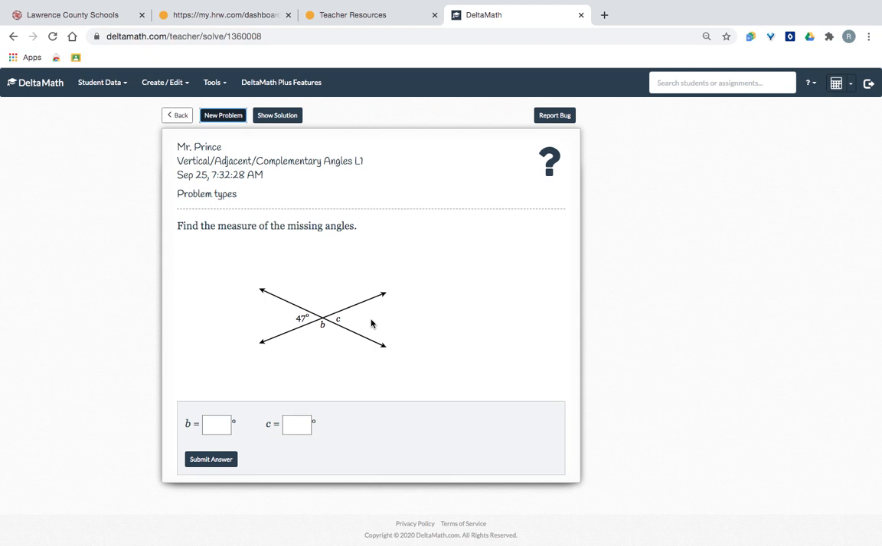Alright, one more with the vertical pair. Let's do C first, because C is identical to the angle across from it. I can go ahead and type 47 degrees in. I should know that automatically every time. I've got a vertical pair. We've got two lines that intersect each other. The angles created by those lines that are directly across from one another are a vertical pair. Beside it is an adjacent angle, which is a linear pair. They're supplementary, meaning they add up to 180. 180 minus 47 is going to give us 133 degrees.